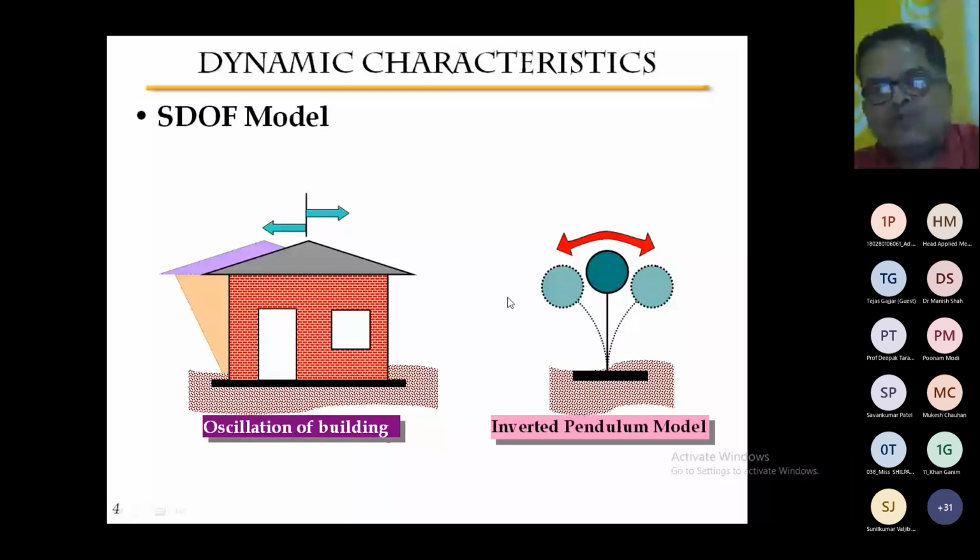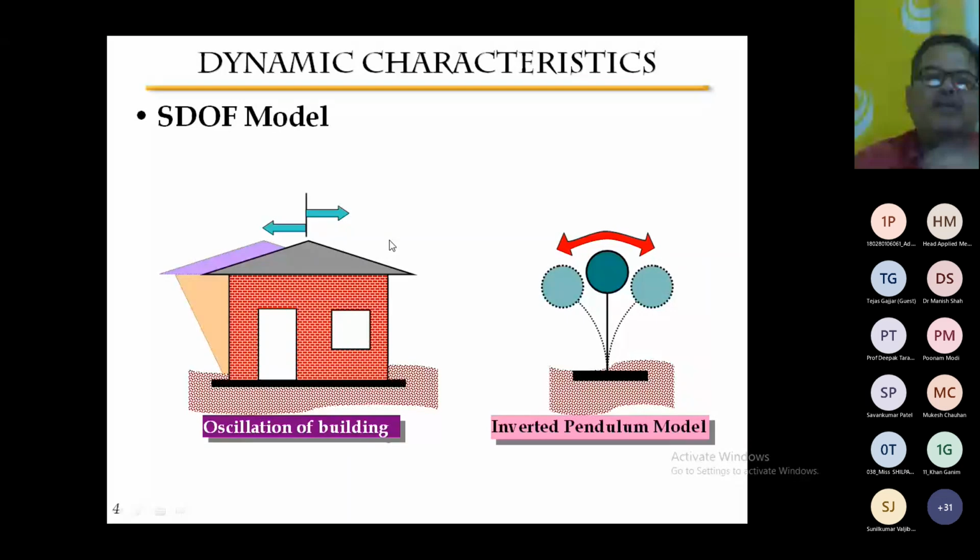So our building will behave like an inverted pendulum. So what we assume here, we assume that the mass is concentrated at the floor level. We are knowing that mass is present everywhere, and if we consider mass is present everywhere, it means the inertia force will produce everywhere. And if we consider like that, then we have an infinite degree of freedom. And if we have infinite degree of freedom, then our matrix will be of infinite by infinite.